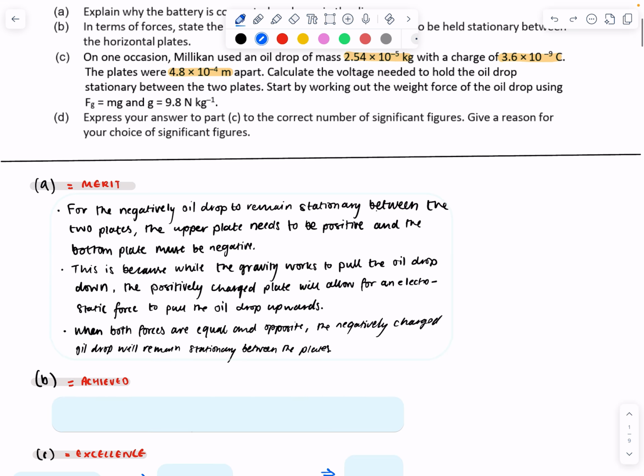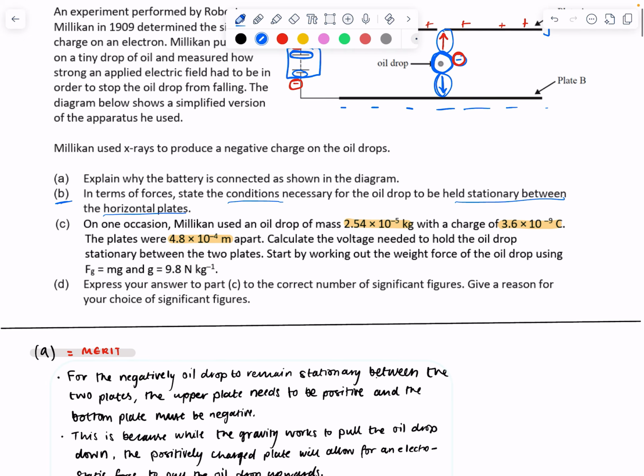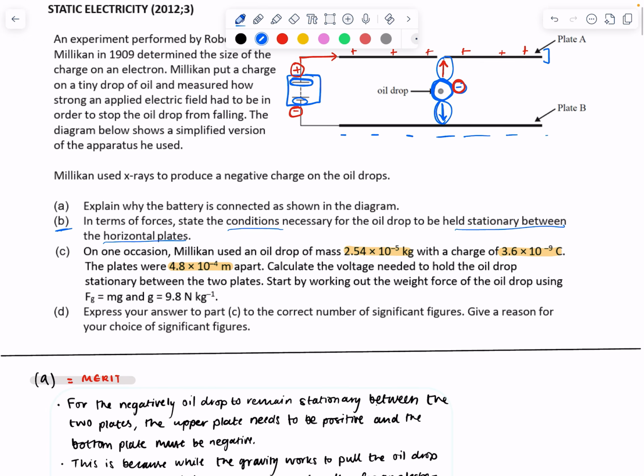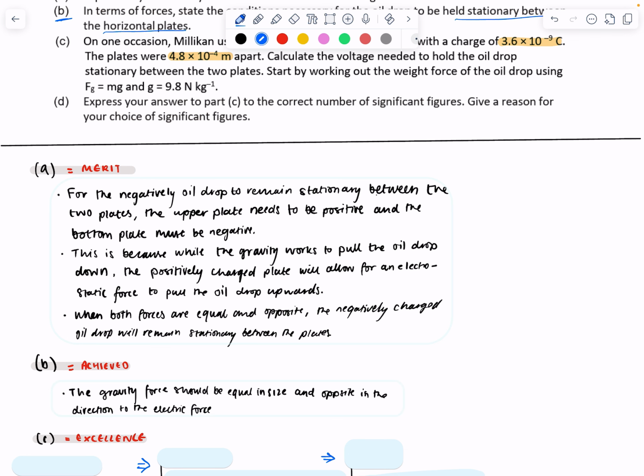Okay. Next question is question B. In terms of the forces, state the conditions necessary for the oil drop to be held stationary between the horizontal plates. We've already discussed this. The answer is that we've got two forces in opposing directions that are equal in size, and that is worth an achieved. The gravity force should be equal in size and opposite in direction to the electrostatic force, which is upwards.